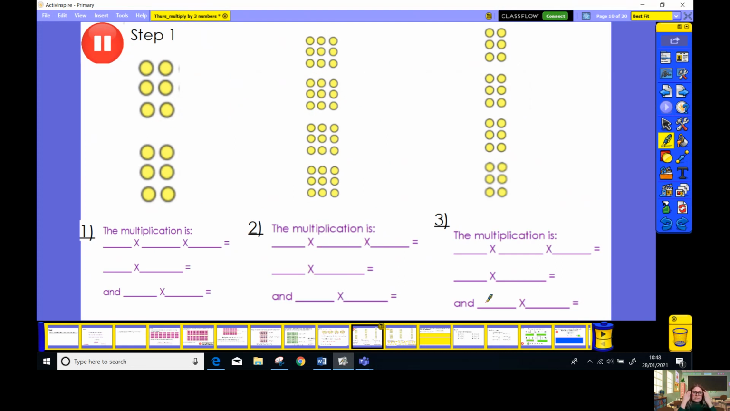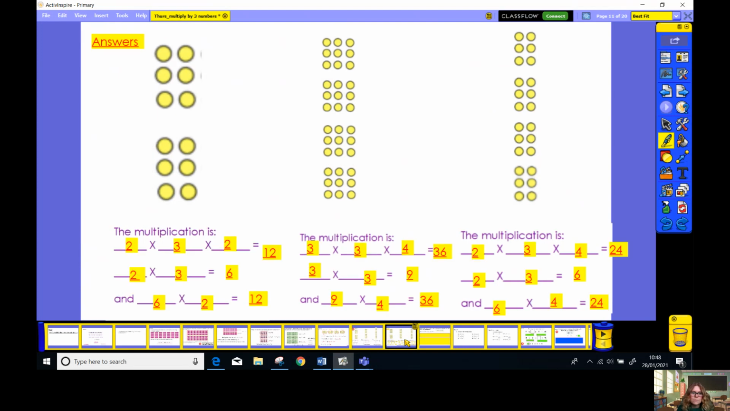I'd like some of you to have a go at step 1 now. This time, I'd like you to look at how many groups you've got, of what array, and I'd like you to fill in the information here. What 3 numbers are being multiplied together? Start off with working out one group, and then when you have the answer for one group, multiply it by the number of groups you have, and you should get a total. Pause the video and have a go at that now. Well done. Pause the video now and mark your answers.